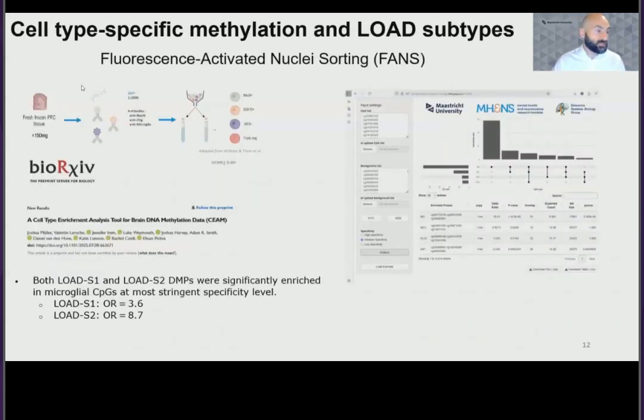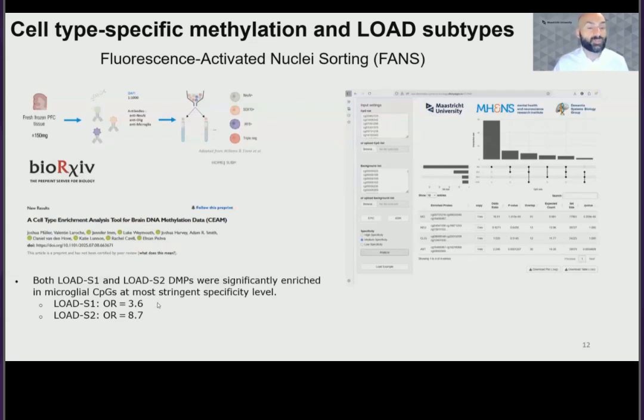So we were wondering what the contribution of the cell types is for this methylation subtype. So the signature of each subtype from the EWAS was subjected to a tool that we developed in parallel with this study for cell type enrichment. We used the FANS data, the sorted nuclei data, and we had the EPIC arrays on the four cell types, neurons, oligodendrocytes, microglia, and astrocytes, and then we generated the panel of the cell type specific CpGs, and tested the overrepresentation of the signature of each subtype.